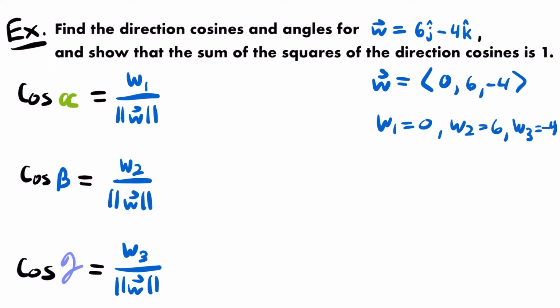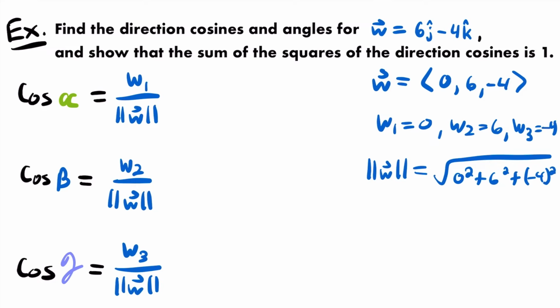All right, but now we still need the magnitude of our vector. So let's find the magnitude of vector w. That will be equal to the square root of the sum of our components squared. So we'll have 0 squared plus 6 squared plus -4 squared, right? We took each of these components, squared them, and added them together underneath a square root. Now, if we simplify, this will be equal to the square root of 0 plus 36 plus 16, right? 0 squared is 0, 6 squared is 36, and -4 squared is positive 16.